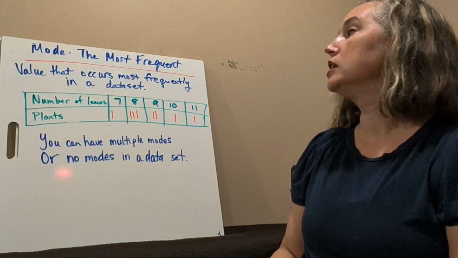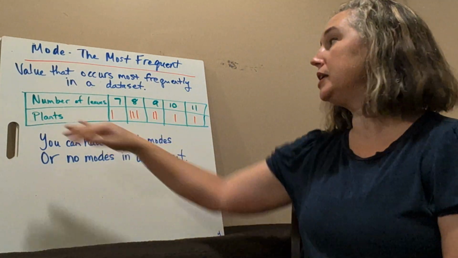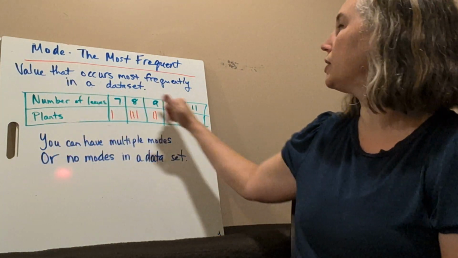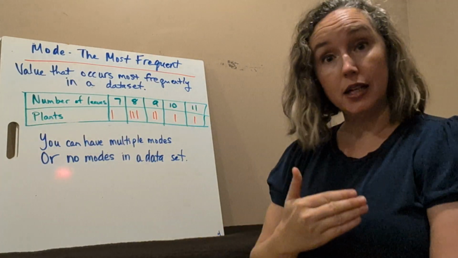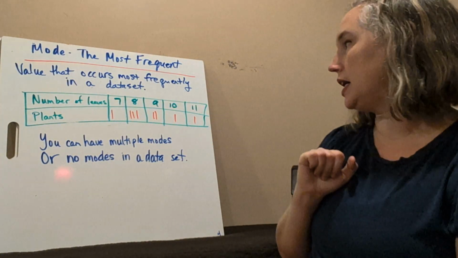So let's say we did a different plant growth experiment, and in this one we were counting growth by the number of leaves that each plant produced, and then we tallied up the data.